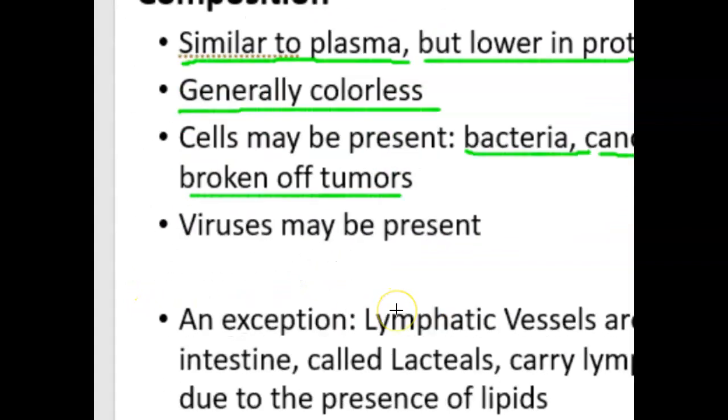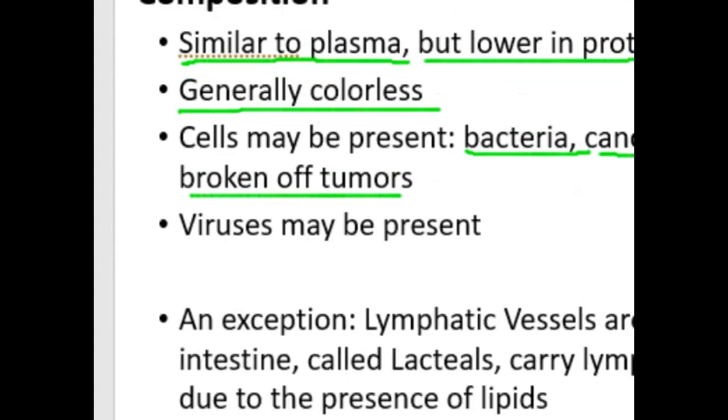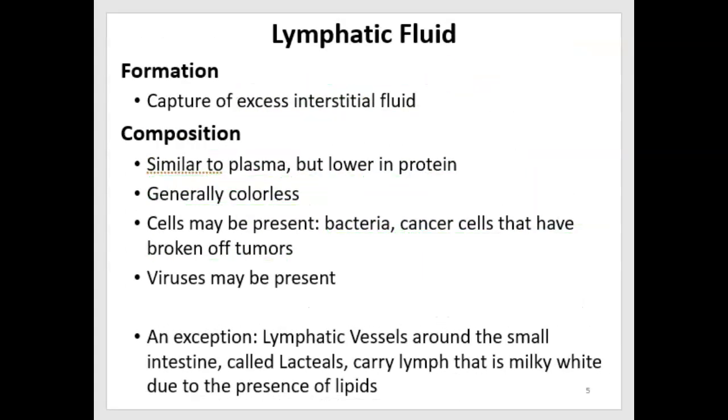And then, of course, as I mentioned previously, there are vessels surrounding the intestine that will have extra lipid in them. And the vessels surrounding the small intestine at this location are called lacteals because they look milky white. So lacteals are lymphatic vessels that surround the small intestine and transport lipids that have been absorbed back to the bloodstream.